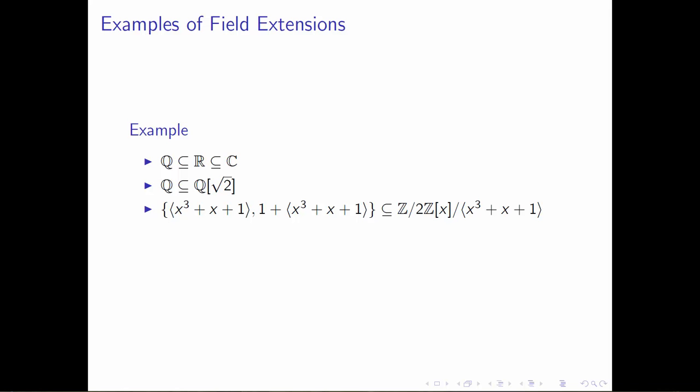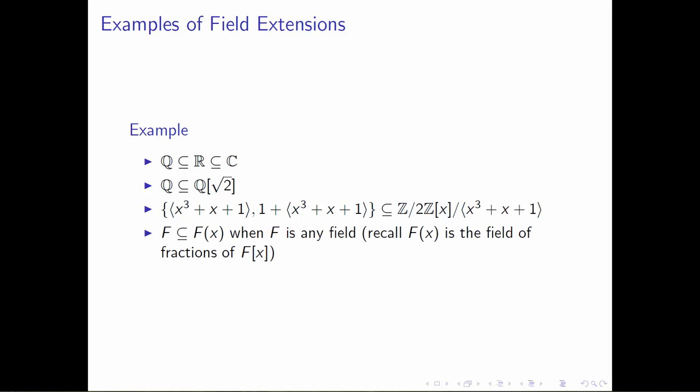Another less familiar example, but one that I've been doing over and over again in the videos, is if we take this set containing two elements, the coset generated by x cubed plus x plus 1, and 1 plus the ideal generated by x cubed plus x plus 1. That collection of cosets sits inside this factor ring, the integers mod 2 adjoined x mod the ideal generated by x cubed plus x plus 1. We've seen that that's a field before. That's one field, and then this subset of these two particular cosets is another field. So that's an example of a field extension.